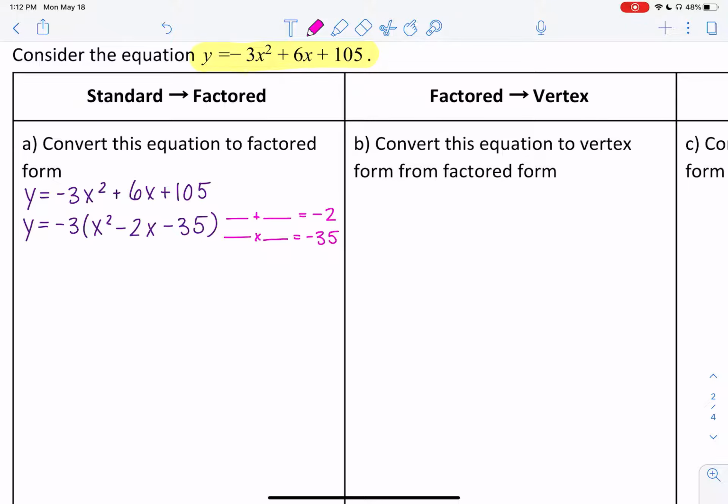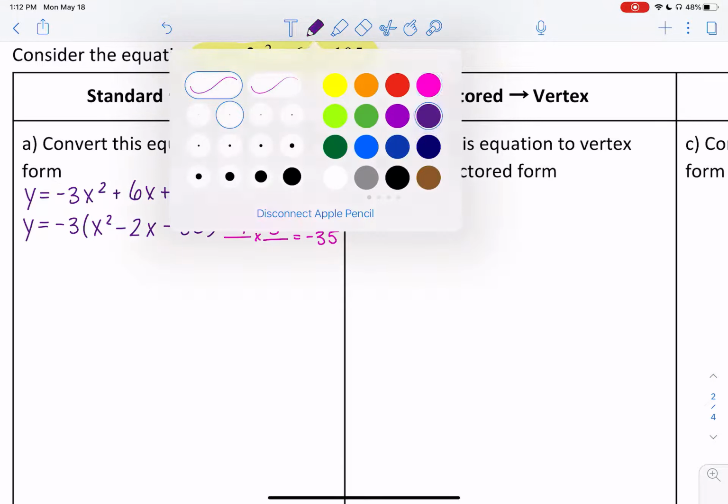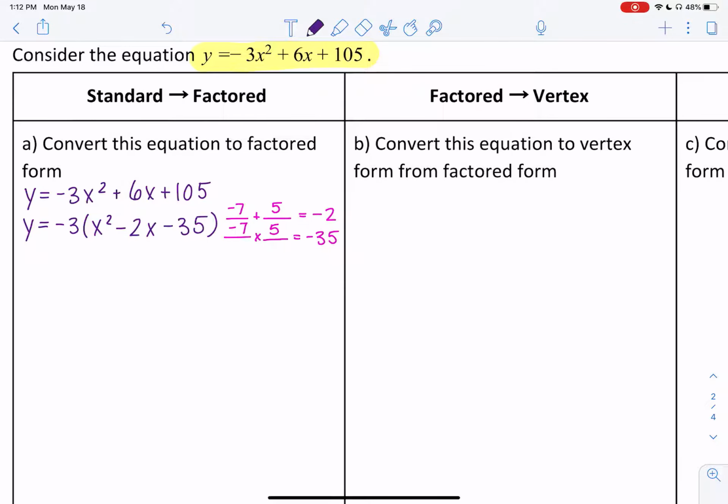So if I go to fill in these blanks, we'll get negative 7 and 5. And because in the brackets, the value on the x squared is just 1, I can jump right to my brackets. And we'll be doing some more factoring below, so if you need more examples, they will be coming later. So that is our equation in factored form. So once I have it all in the brackets, that's factored form, and I'm good to go.